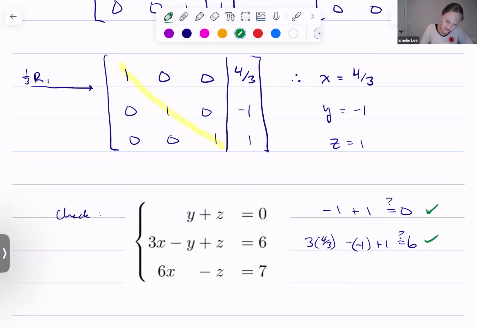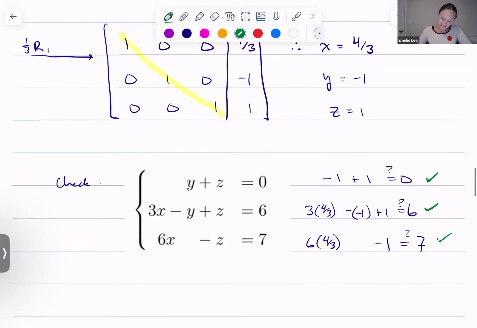And then finally, is 6 times 4/3 minus 1 equal to 7? 6 divided by 3 is, let's see here, 2. So then 2 times 4 is 8, minus 1 is 7. Can you imagine if that hadn't worked? All right.